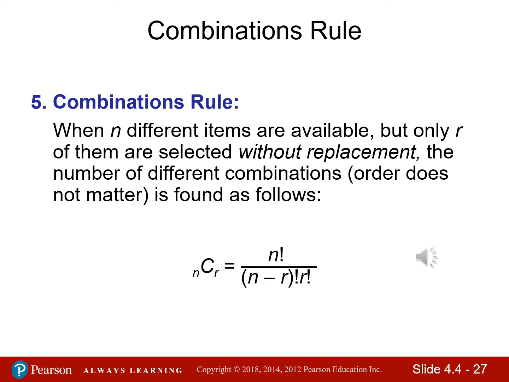Now let's consider the combination rule of counting. When n different items are available, but only r of them are selected without replacement, the number of different combinations is found as follows. The combinations are n factorial over n minus r factorial multiplied by r factorial.